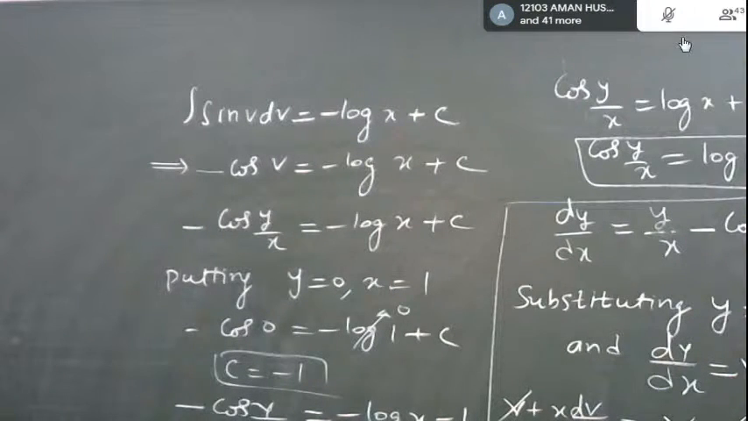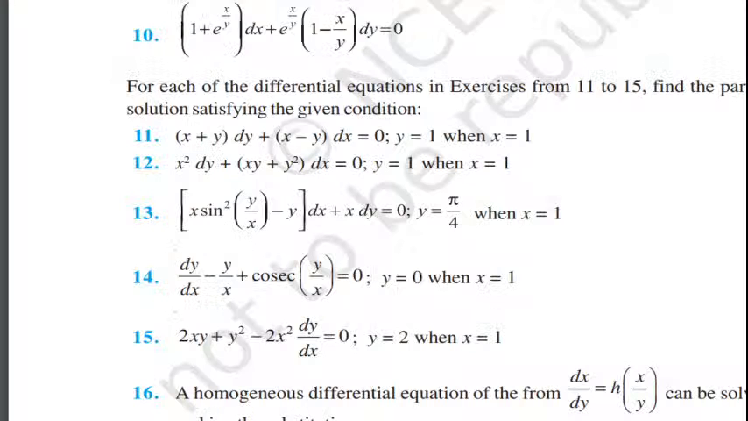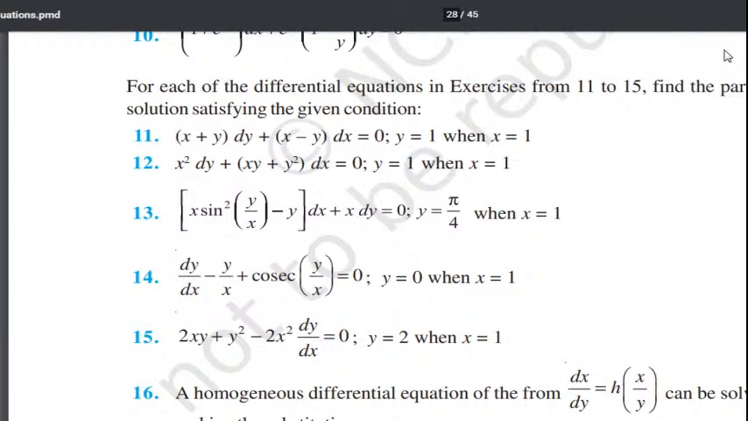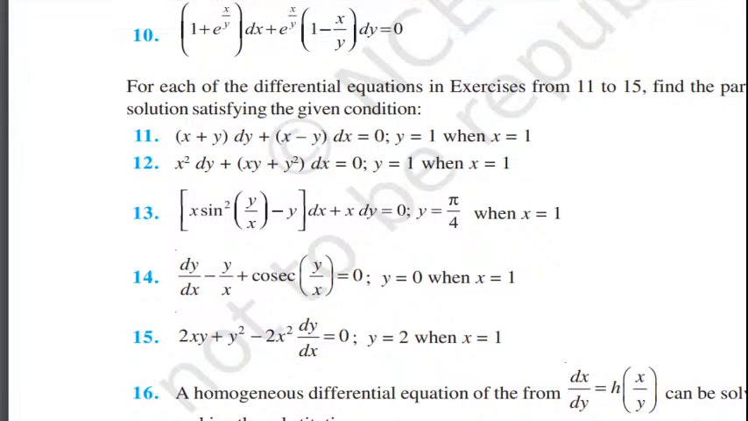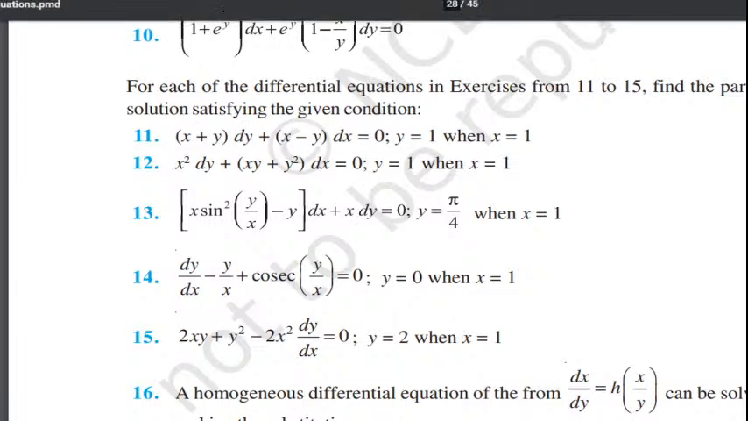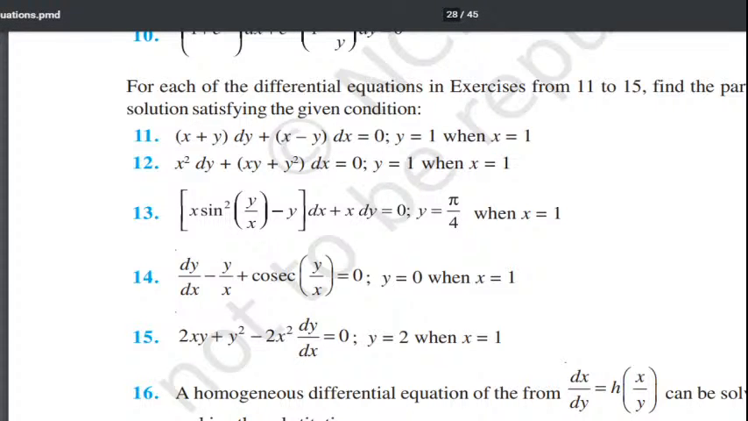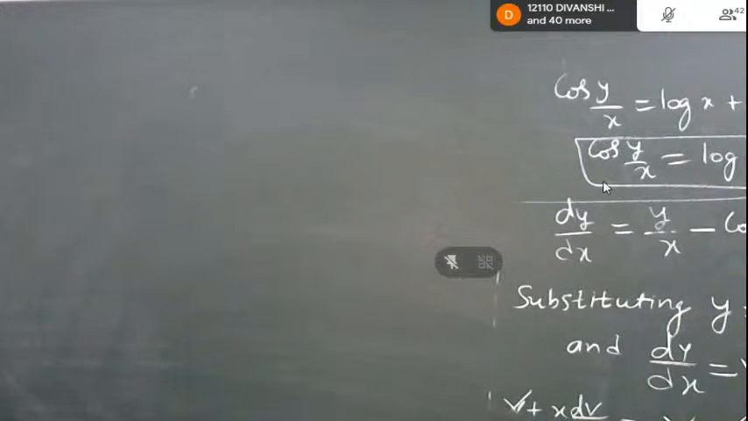Let us discuss the next question. Aman Hussain, will you read the next question? Next question is 15th. Aman Hussain, active? Aman Hussain, Ketan Verma or Akriti, any one of these three people? Yes, sir. Aman, 15th, yes.